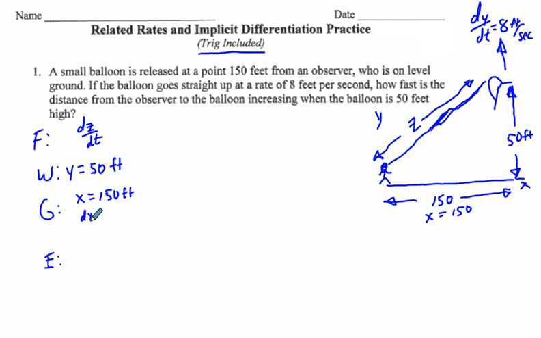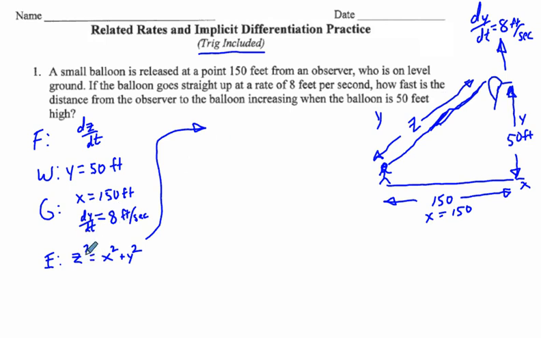Or dy dt is equal to 8 feet per second. And what else? Okay, what is our equation going to be? Well, our equation is going to be a version of the Pythagorean theorem. A squared plus b squared equals c squared, or x squared plus y squared equals z squared. So we'll say z squared equals x squared plus y squared.